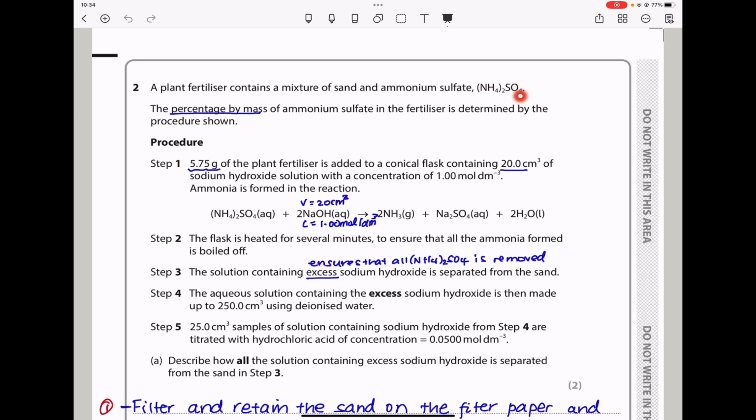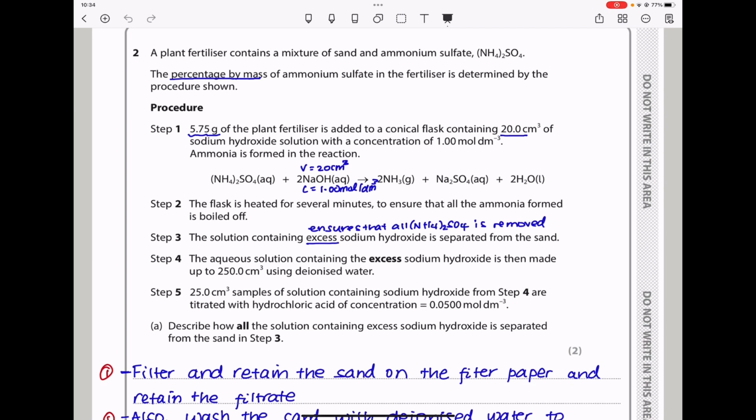We can see here. They say the percentage by mass of ammonium sulfate in the fertilizer is determined by the procedure shown. So the procedure is, step 1, 5.75 grams of plant fertilizer is added to a conical flask containing 20 centimeters cubed of sodium hydroxide solution with a concentration of 1 mole per decimeter cubed. And then ammonia is formed in the reaction. So here we have the reaction occurring.